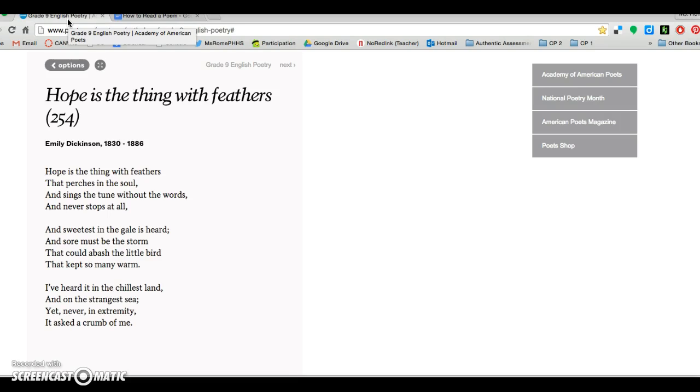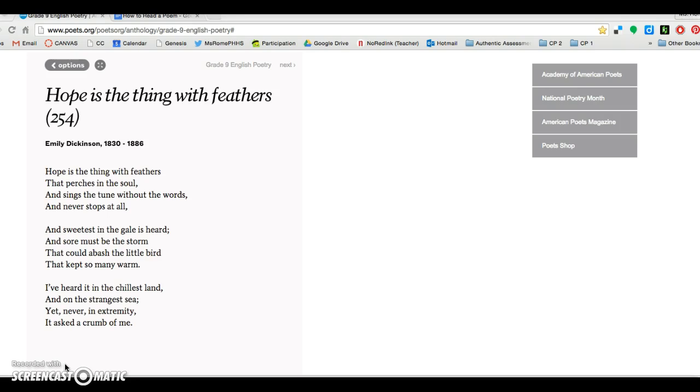Usually the theme of the poem is found more closely toward the end. So, "yet never, in extremity, it asked a crumb of me." What I think that means is that Hope has never asked anything of her. She, in her life, might have asked a lot of Hope, hoping for things, but Hope hasn't asked anything of her in return.